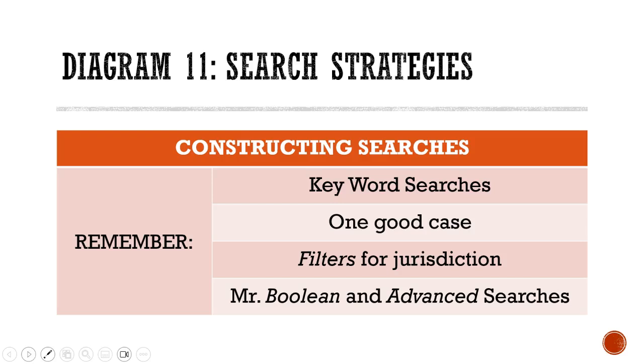When we construct research questions for our case law, just like with our legislation, we'll use keyword searches. This one is particularly applicable to the one good case strategy. Again, repeating myself, but filters for your jurisdiction is very important, especially in case law research, because you'll get too much if you're not very careful. Go outside of your jurisdiction only when you can't find it where you are. And then the advanced searches and Mr. Boolean.